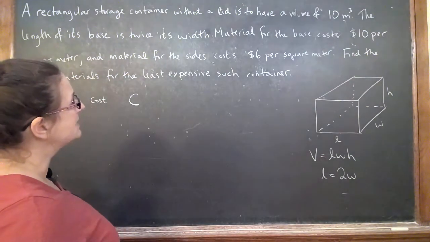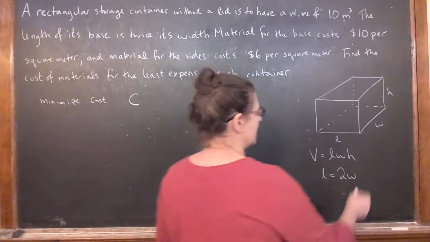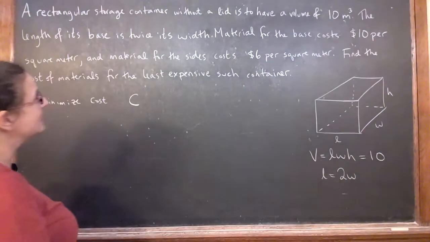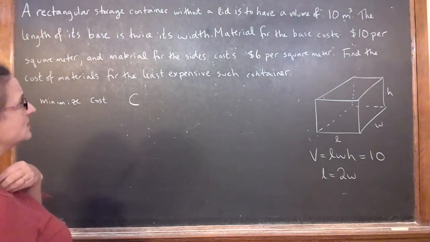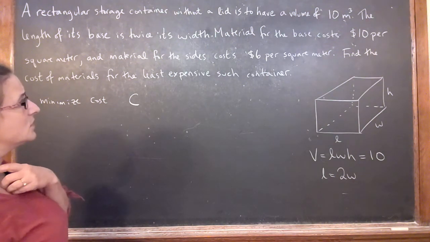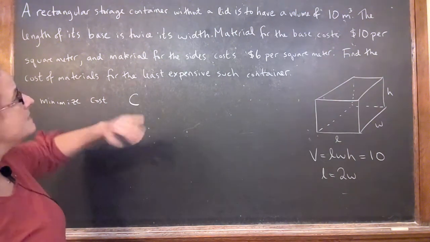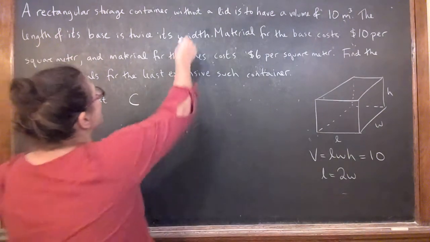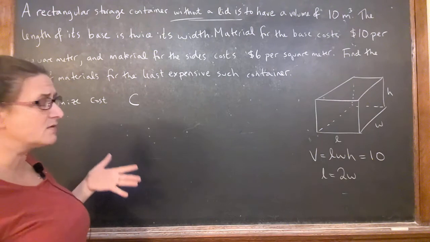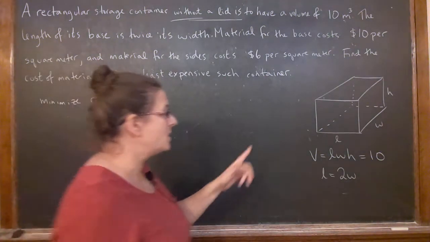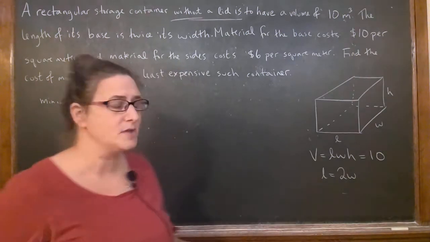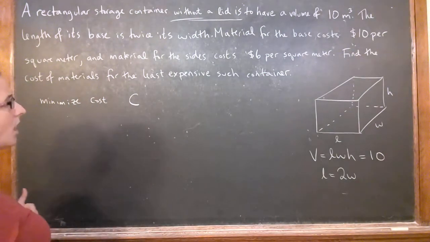So they told us that, and they told us that the volume is 10. And then they tell us the material for the base costs $10 per square meter, and the material for the sides costs $6 per square meter. And remember, it's an open top, right? So if I think about the cost of the materials for making this, I've got the 4 sides and the base, right?